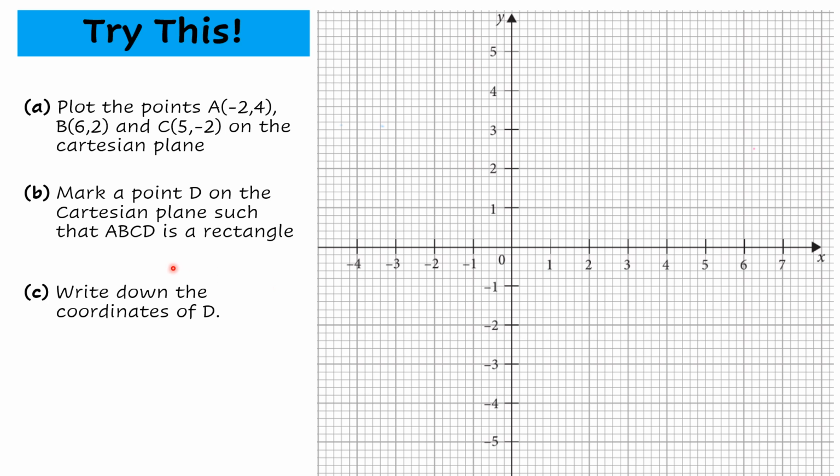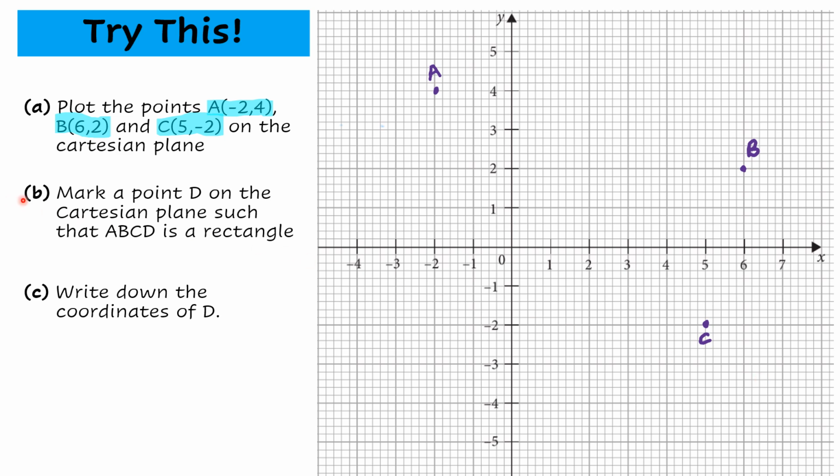But before we can do that, we must be able to plot the basic points, the A, B, and C. So applying what we have done earlier on, I'm able to plot my point A. So this is my point A, -2 and 4, and then point B is 6, 2. So I plot the point. I have my point B over here, and C is 5 and -2. So therefore, I have my point C over here. So once this is done, I'm ready to move on to part B.